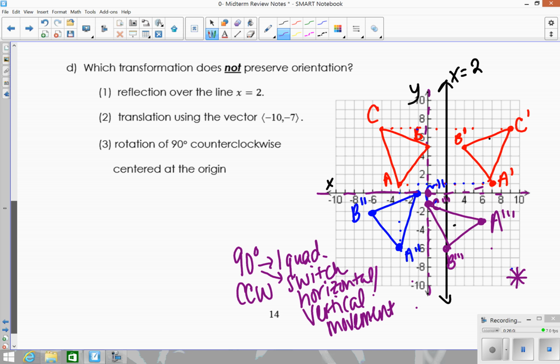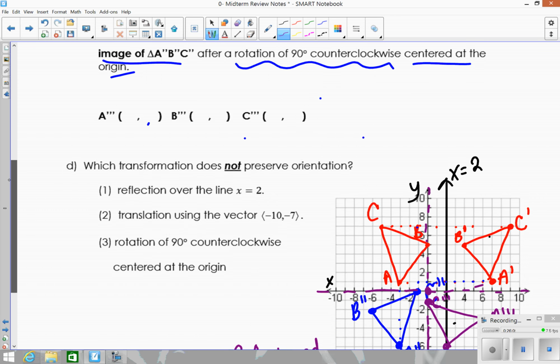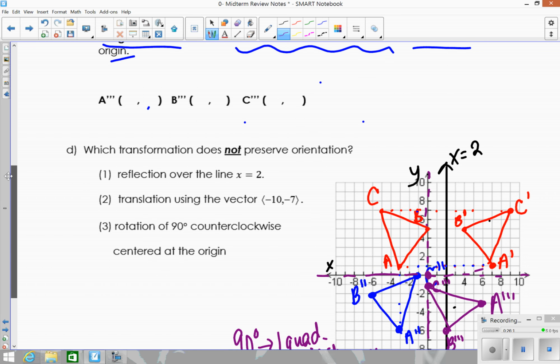So then if we record those coordinates, A triple prime is 6, negative 3. B triple prime is 2, negative 6. And then C triple prime is 0, negative 1.